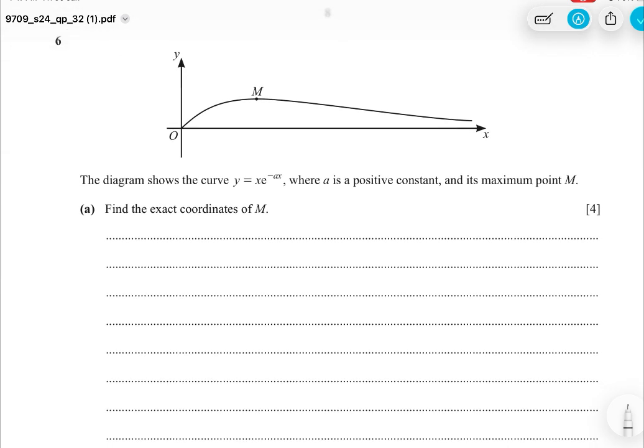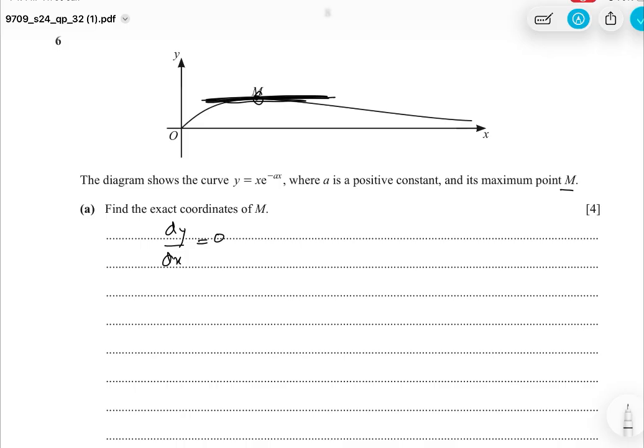The next question says the diagram shows the curve y equals to x e to the power minus ax, where a is positive constant and its maximum point is m. Find the exact coordinates of m. We know it is a maximum point. So what do we mean by maximum point? dy over dx equals to 0. The gradient is 0 over here. See, yes or no? The tangent at this point, the gradient would be 0.